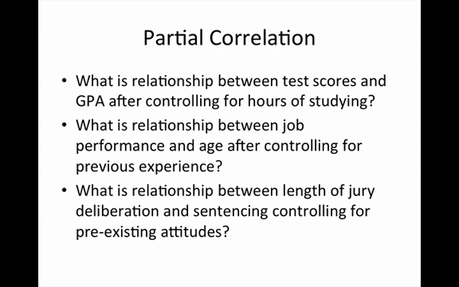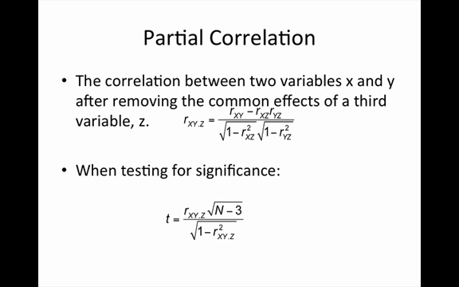So partial correlation is a technique that allows us to statistically remove the influence of a third variable from our two-variable correlation. Now, the correlation between two variables x and y after removing the common effects of a third variable z is expressed here. This is the partial correlation between x and y when controlling for z. And we can see here this is a complicated but not impossible equation. Okay, it's detailed in the textbook on how you actually work with these numbers.